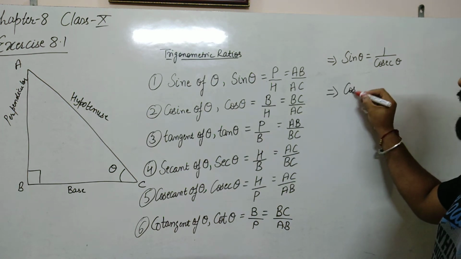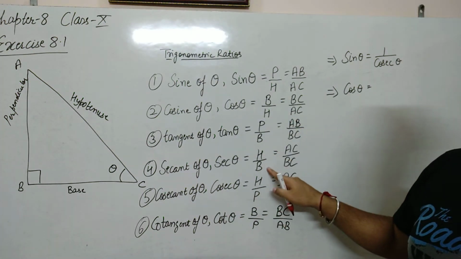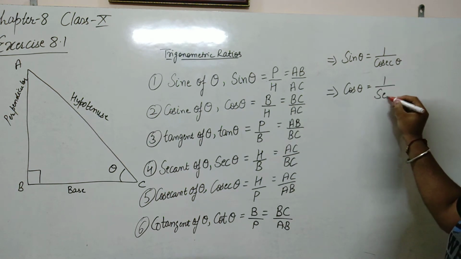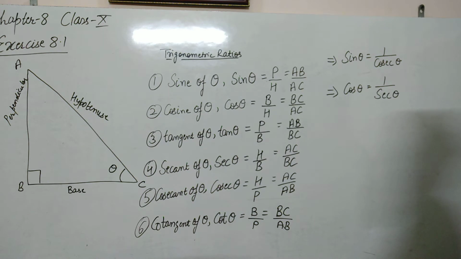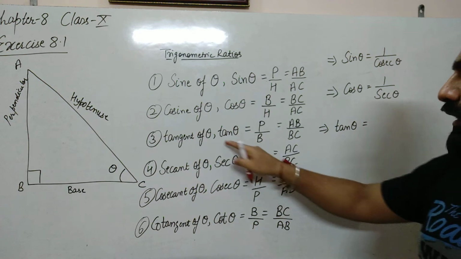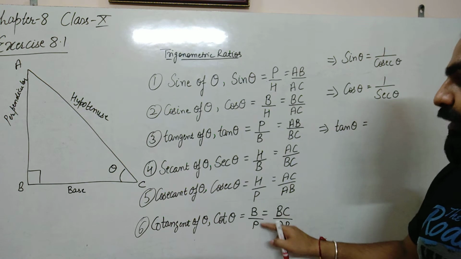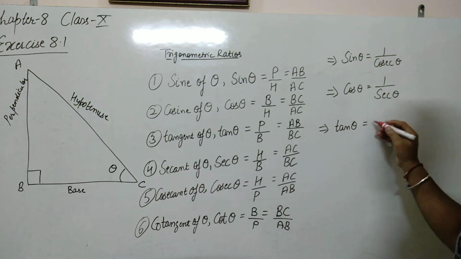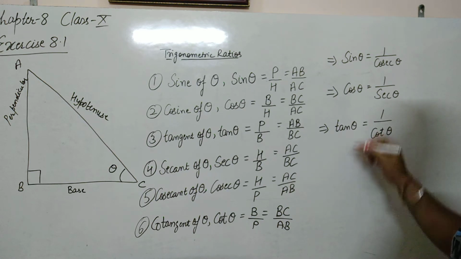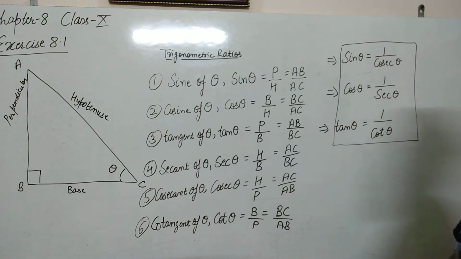Similarly, we can see that cos theta is B by H and secant theta is H by B. So these are reciprocal of each other. So cos theta is equal to 1 by secant theta. And last one, tangent theta, that is tan theta. Tan theta is P by B, and cot theta, cotangent theta is B by P. These are reciprocal of each other. So tan theta will be equal to 1 by cot theta. So these are the 3 important formulas which will be used further.